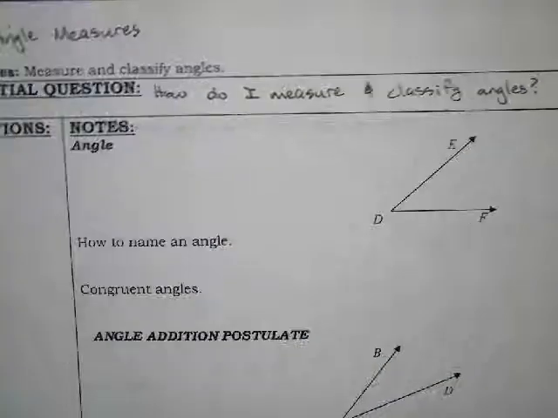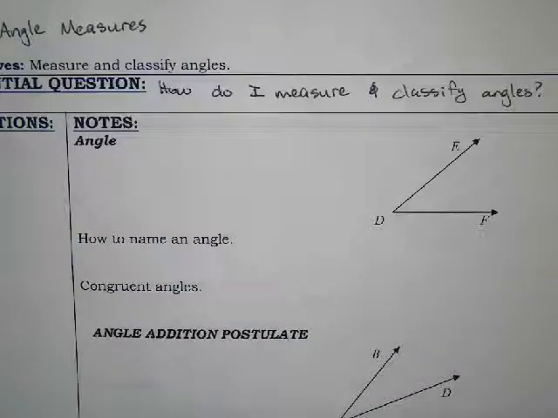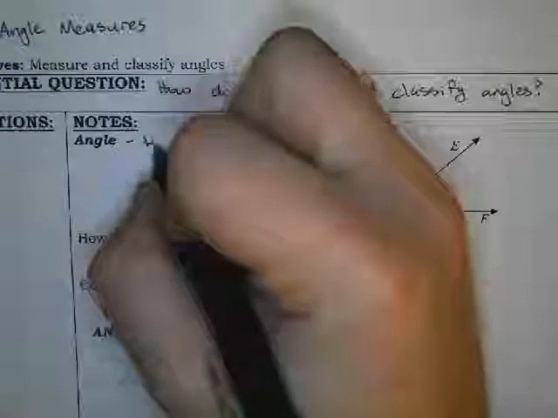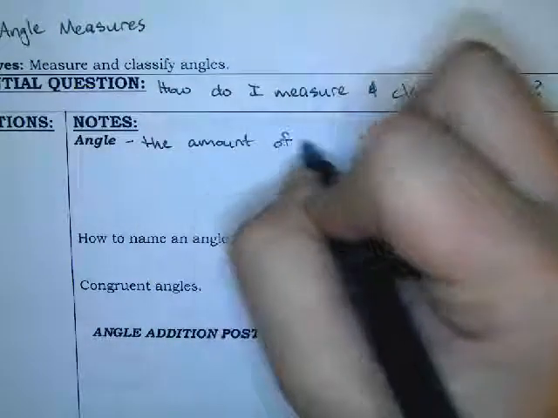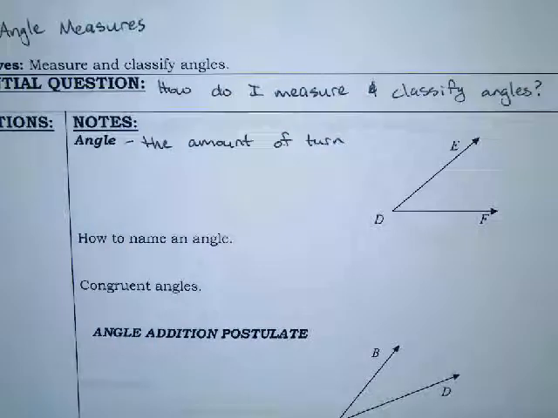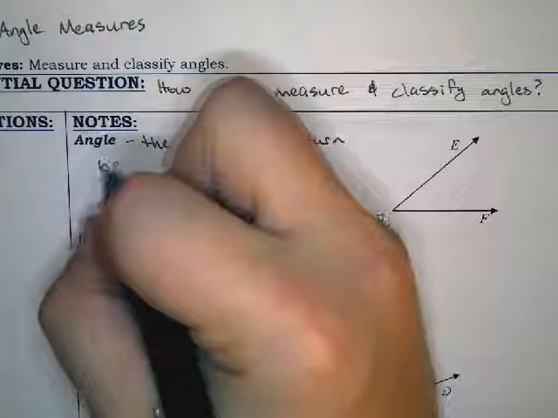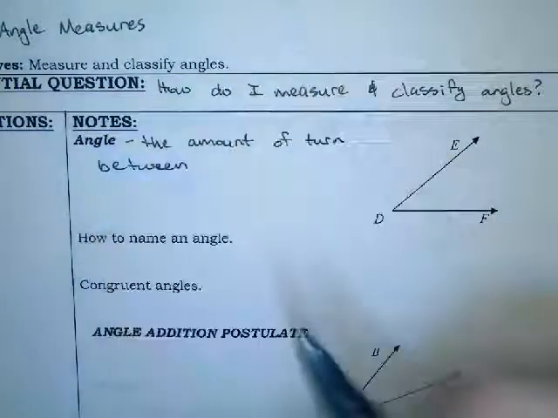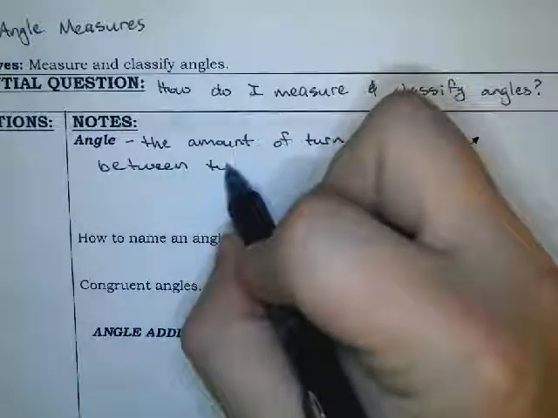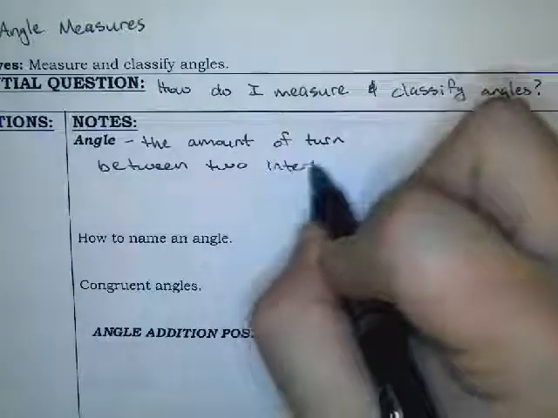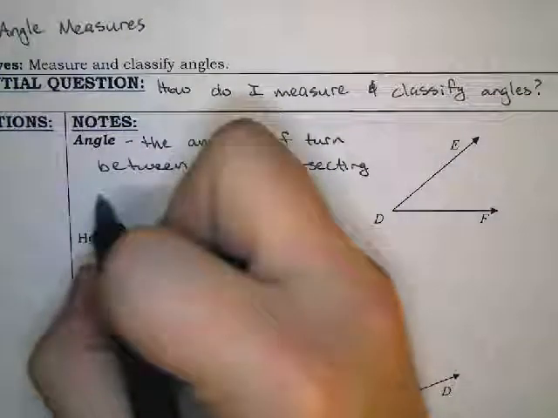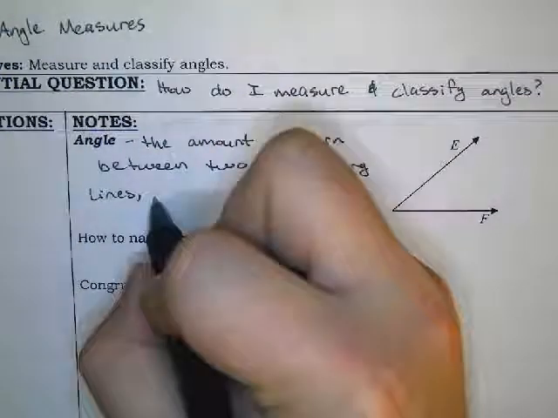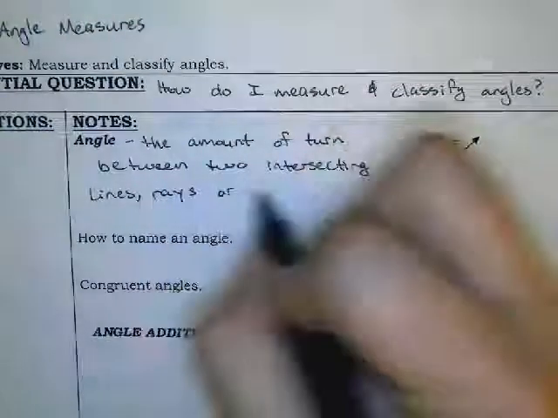So let's give a definition for an angle. An angle is the amount of turn between two intersecting lines, rays, or segments.